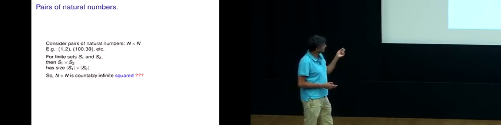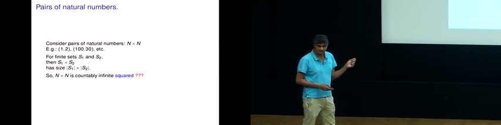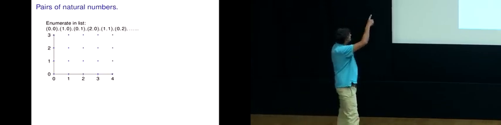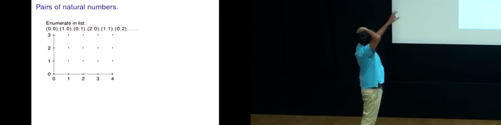But I'm going to show you that N cross N is actually countably infinite. There is a bijection to the integers. Again, we're going to enumerate in a list. So 0, 0, then 1, 0, 0, 1, then 2, 0, 1, 1, 0, 2. Now, let's just look at the list up there. What is 0 plus 0?